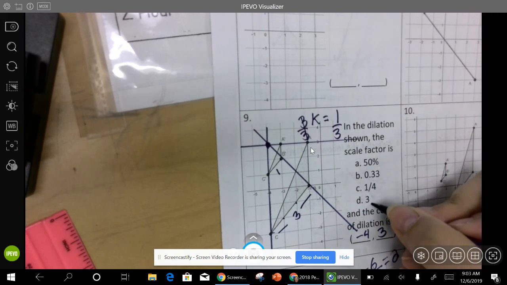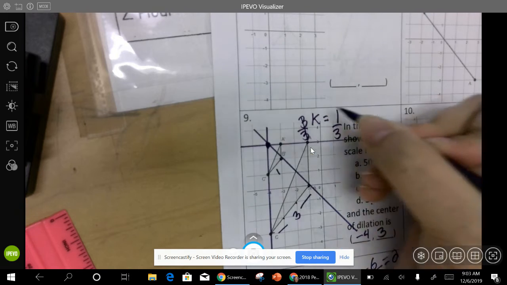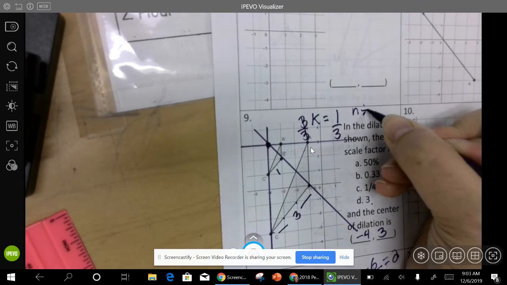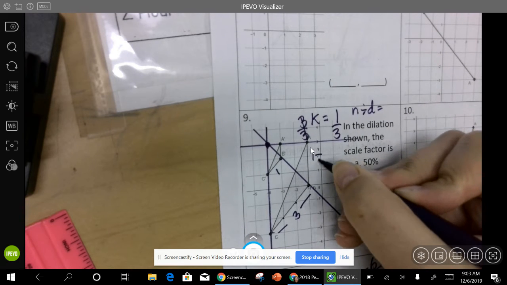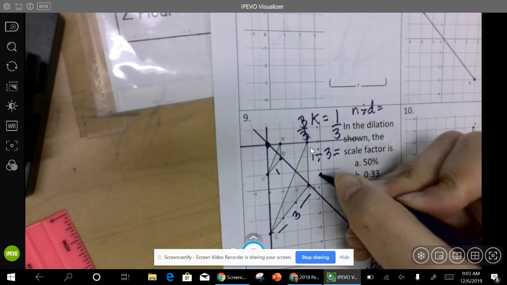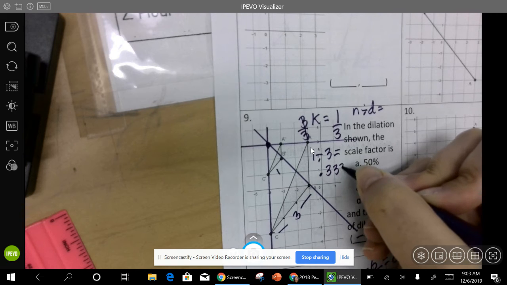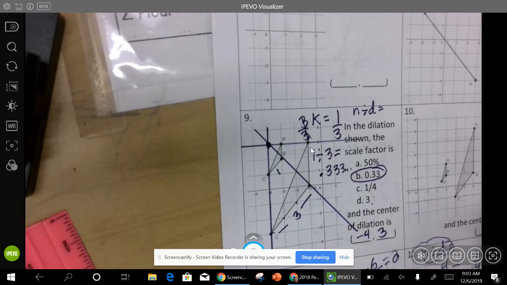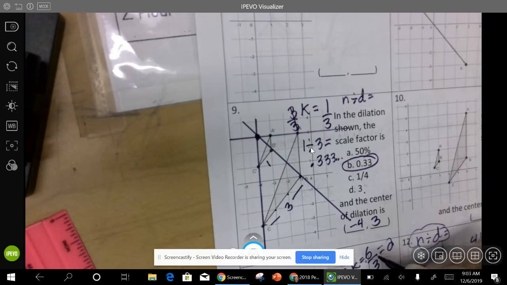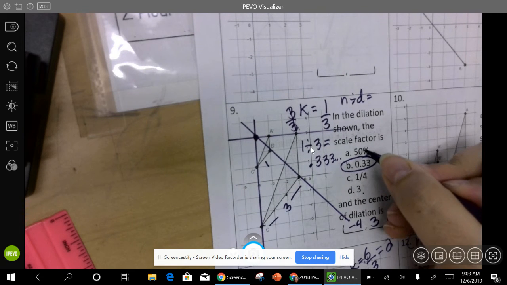I look over here, I don't have that answer, but what I do know, remember, top number, so numerator, divided by the denominator. So 1 divided by 3 gives me 0.33 repeating. So my closest answer is going to be B. Okay, and this one, everybody, 1/2.